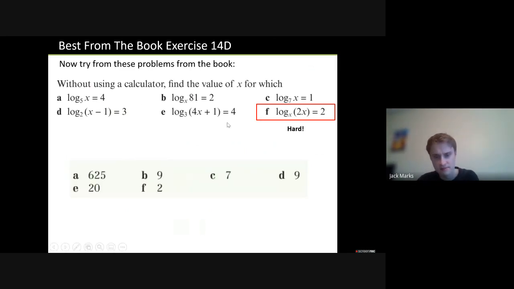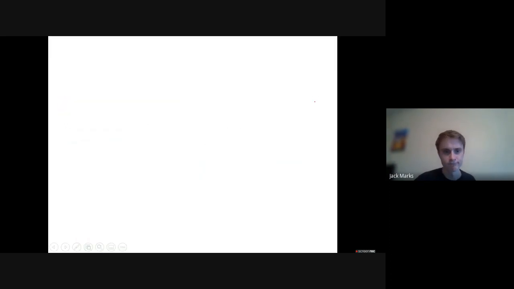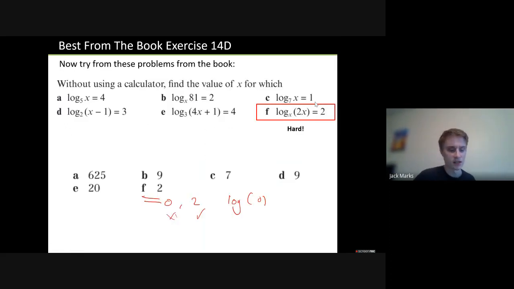And the answers. For F, some of you will have an answer of 0 and 2. But if you put 0 back in, you'll effectively be doing log of 0. Okay, this is not going to be a valid result. So that's why 0 is not possible, but 2 would be a possible answer for F. Okay, that brings us to the end of 14B.